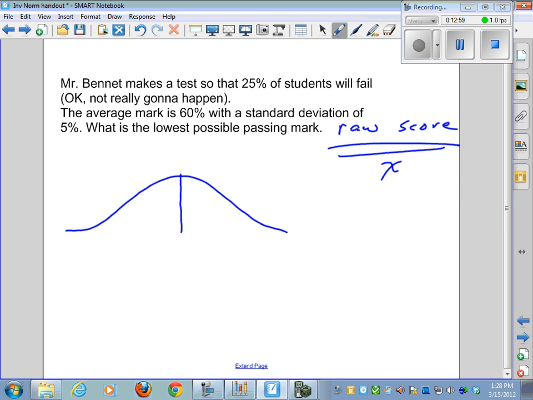The average is 60. So where would I put the 60 on there? The average is 60. The middle. Very good, Luke. That one's the 60. The standard deviation is 5, right? This is my mu. This is my standard deviation, 5%. So what am I shading? The 25%. The bottom 25%. We always shade from the left.